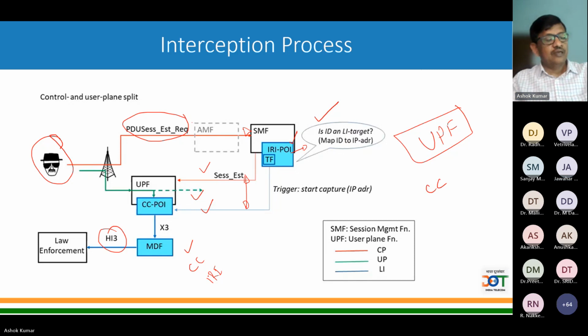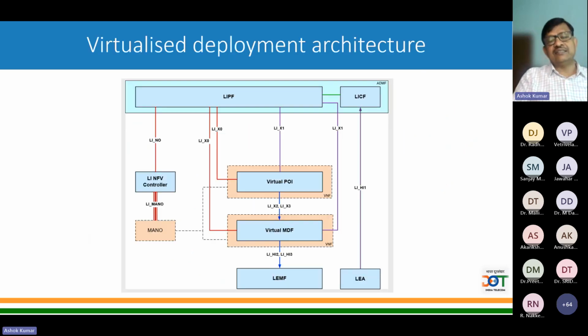Thank you. Okay. This may not be very interesting for you, but this is a very important function of any network. Like yesterday, we had a session about rogue BTSs. That was an illegal setup to intercept something, and this one is the legal setup. As we talked about, a 5G network can be virtualized. So even the LI system can be deployed in a virtualized environment. So you'll have a virtual POI, virtual MDF.